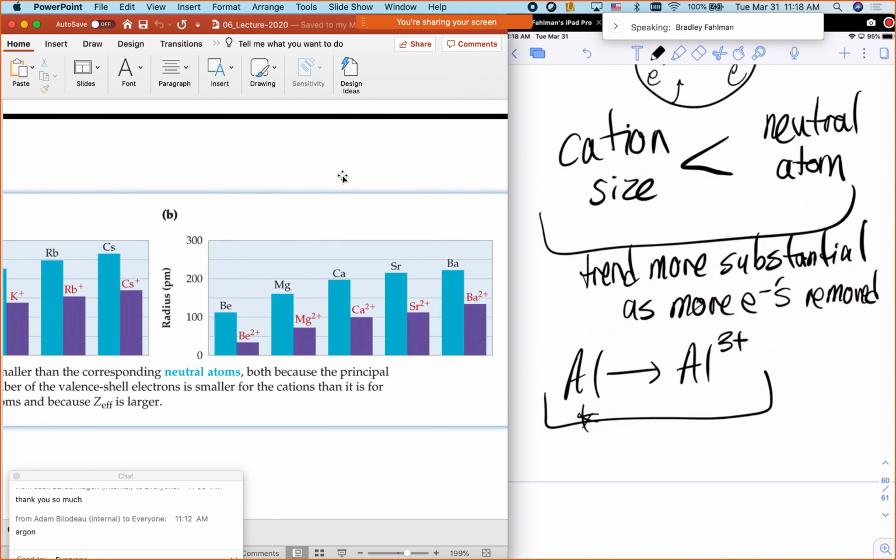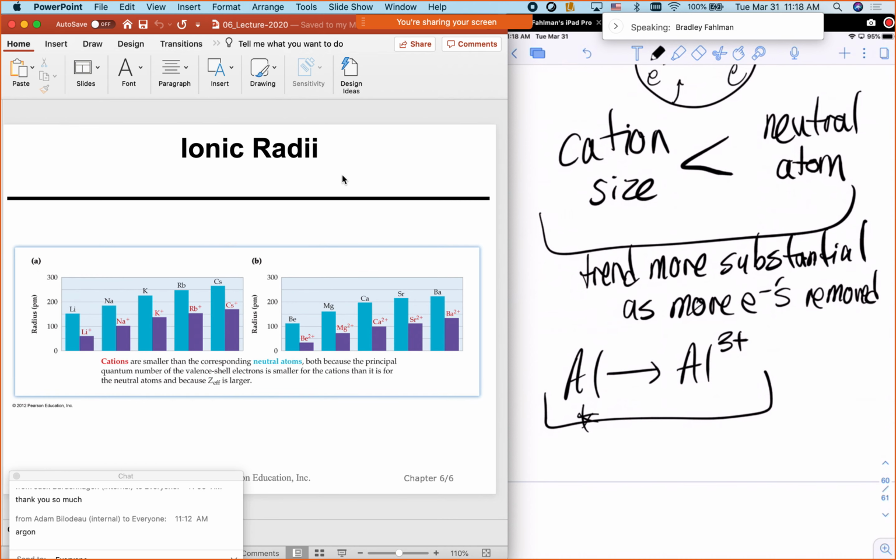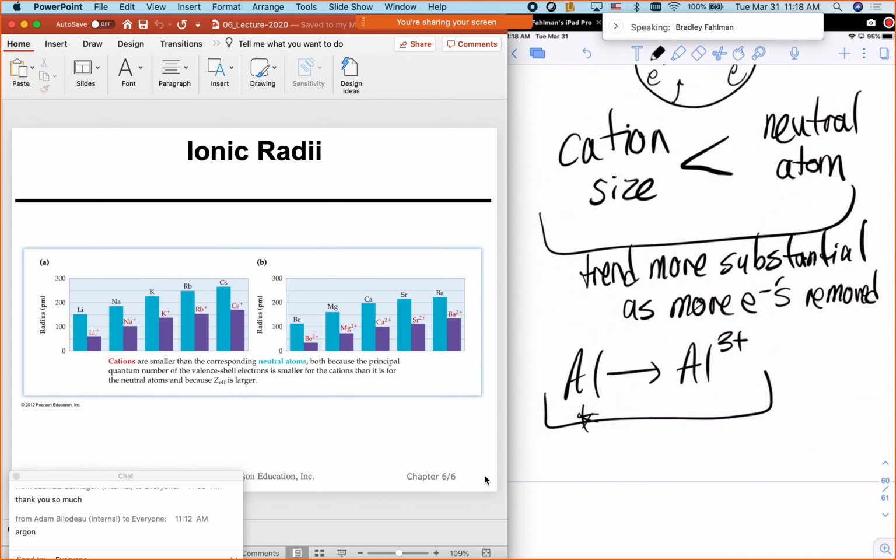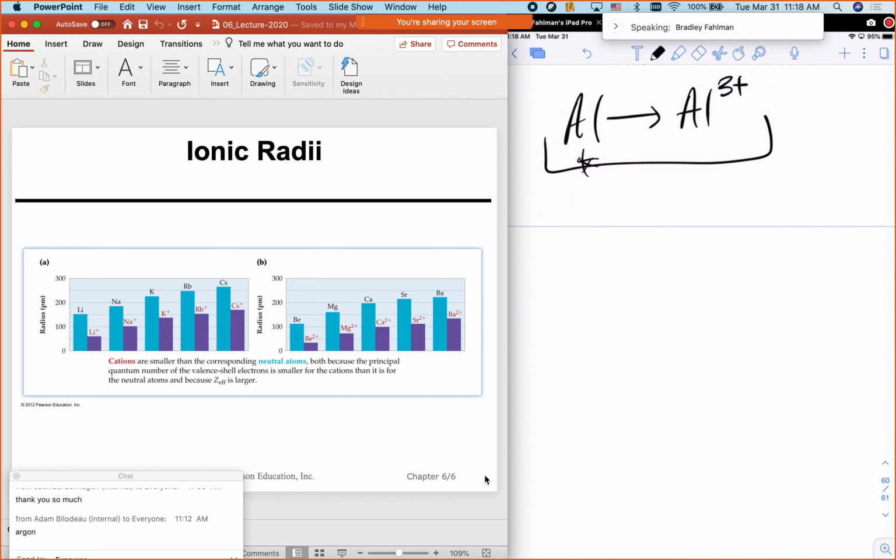Okay. Okay, and so if you had to guess, I don't know if I have it on the next slide even, but if you had to guess, this is now cations. What do you think happens with anions?